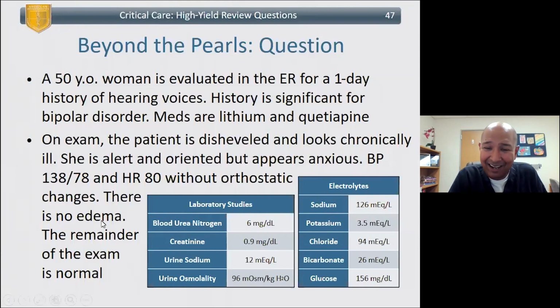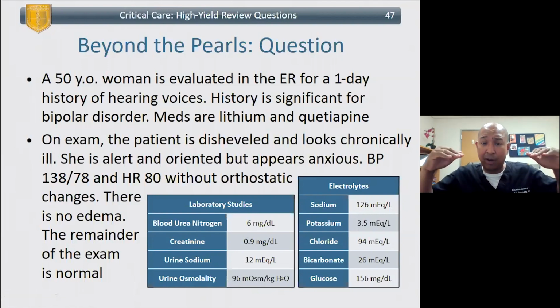So BUN looks all right. Creatinine looks good. But look at that sodium, 126. It's low. Potassium's okay. So is the chloride. So is the bicarb. And glucose is okay too. And it looks like the urine sodium in this case, for time's sake, I'm going to help you out a little bit. It looks to be what? High or low? It looks low.